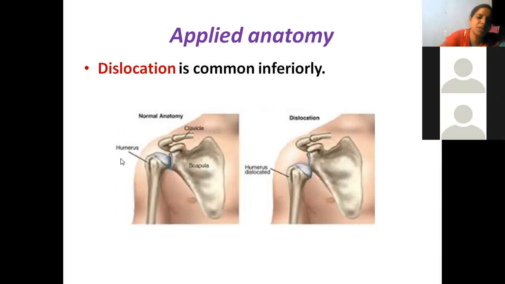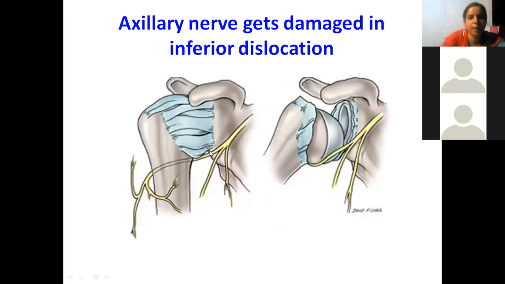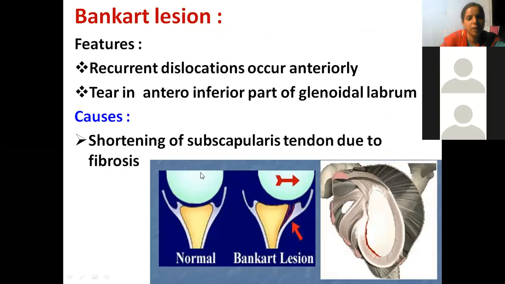Dislocation is usually, see, this is the normal position of the head fixing in the glenoid cavity. Suppose the head slips from here, you call it dislocation. The axillary nerve gets damaged in case of inferior dislocation. I told you the axillary nerve also supplies the shoulder joint.